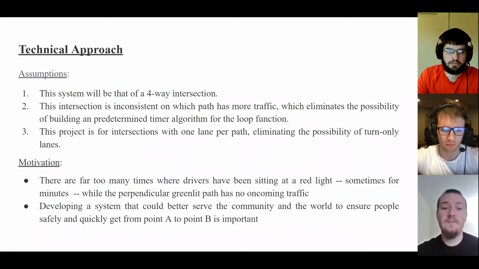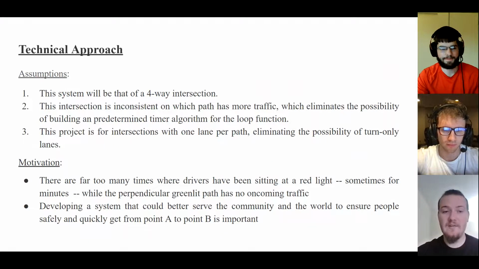For the assumptions of this project, we said that the system will be a 4-way intersection. This intersection will be inconsistent as to which path has more traffic, which eliminates building predetermined algorithm timers for the loop function. This project is also for intersections with only one lane, which eliminates the possibility of turn-only lanes.